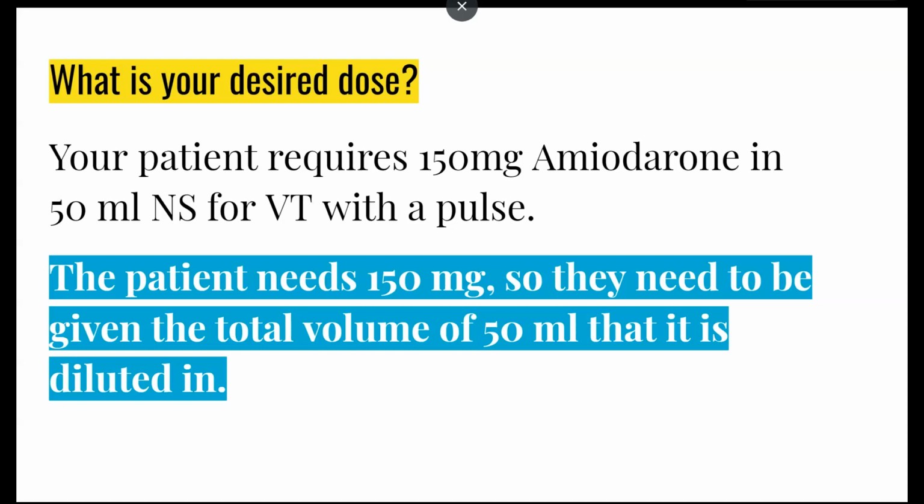If your patient is requiring amiodarone, you're going to give 150 milligrams of amiodarone in 50 mLs. That patient is going to receive the full volume, that full 50 milliliters, because it contains that 150 milligrams. So yes, you're mixing up the medication, but you're still making sure that you administer the entire thing.